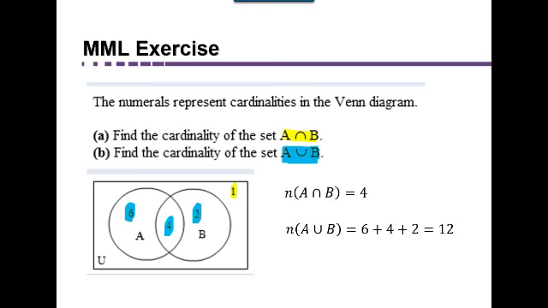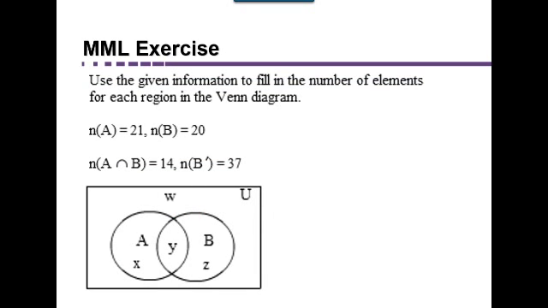Okay, so one type of problem that you're going to have in MyMathLab, we give you information about the sets, and we ask you to figure out how many are in each region. So these are unknowns, W, X, Y, and Z. We don't know how many are in each of these regions. And remember, I mentioned in class that what you want to do is look for one piece of information that tells you about a single region.